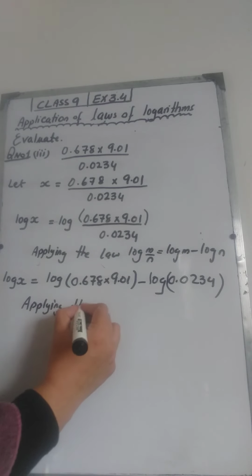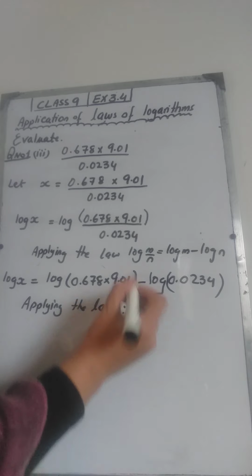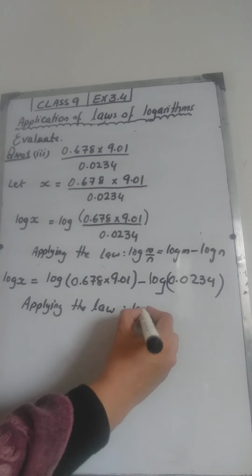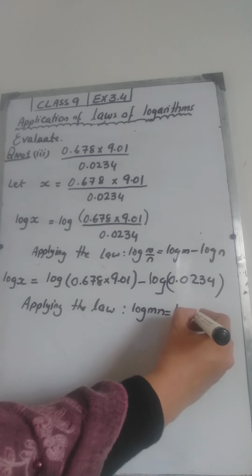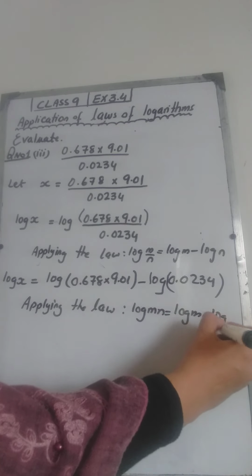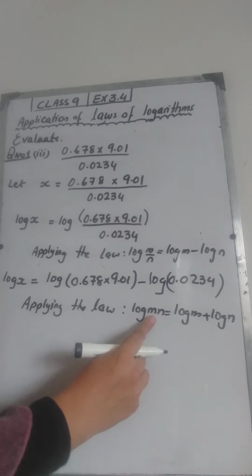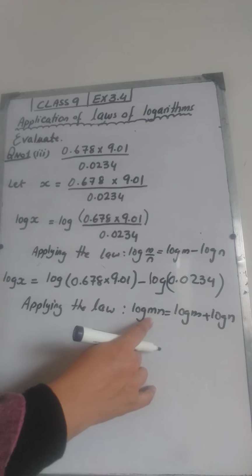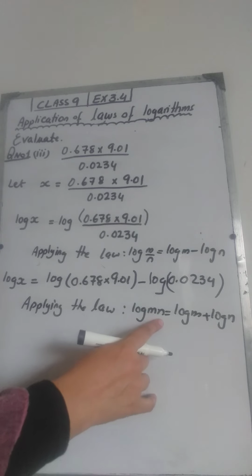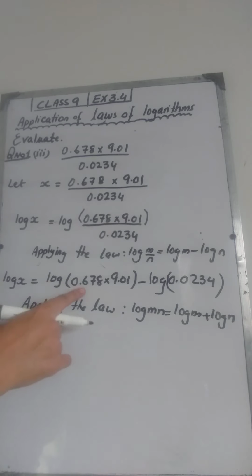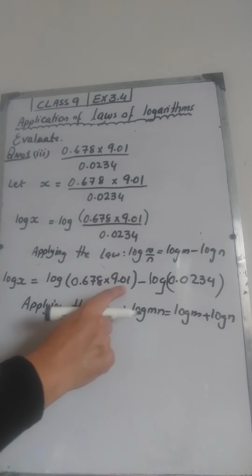Applying the law, log of m into n is equal to log of m plus log of n. Whenever you have a product of two numbers, the log of that product is equal to the sum of the logarithms of the numbers which are used in the product. So here the numbers which are used in the product are 0.678 and 9.01. Here this will be our m and this is going to be n.